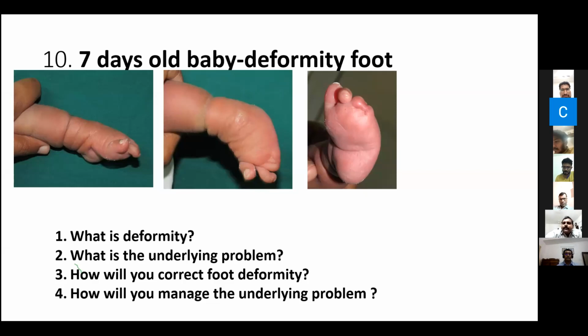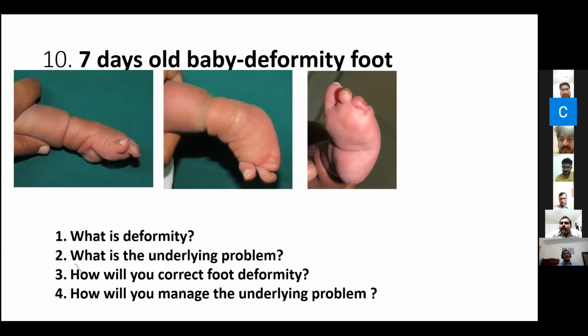Now, how will you correct the foot deformity? Serial casting, sir. Yeah, most of the time serial casting at least works to reduce the amount of deformity. You may need to do a posteromedial soft tissue release. Sometimes you may get it by the Ponseti method. But serial casting is the answer, at least to start with.